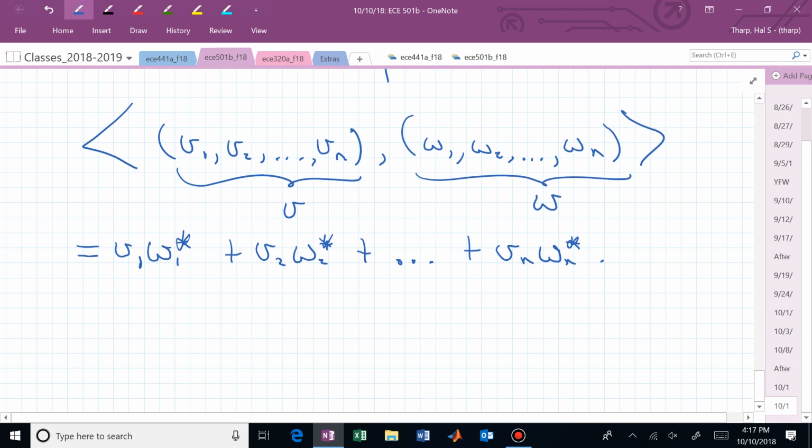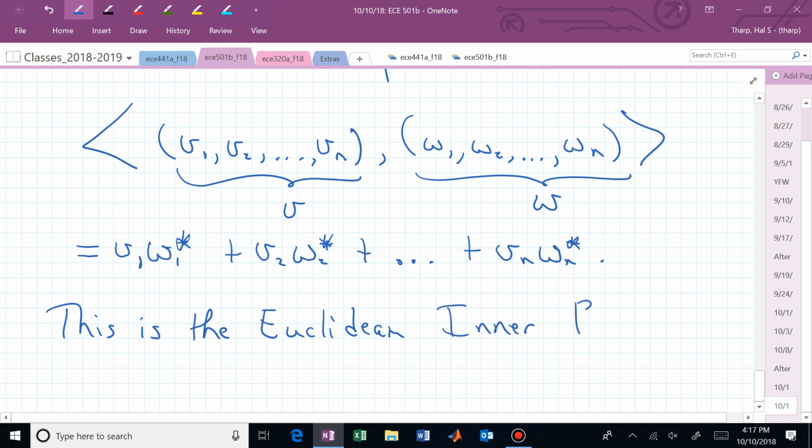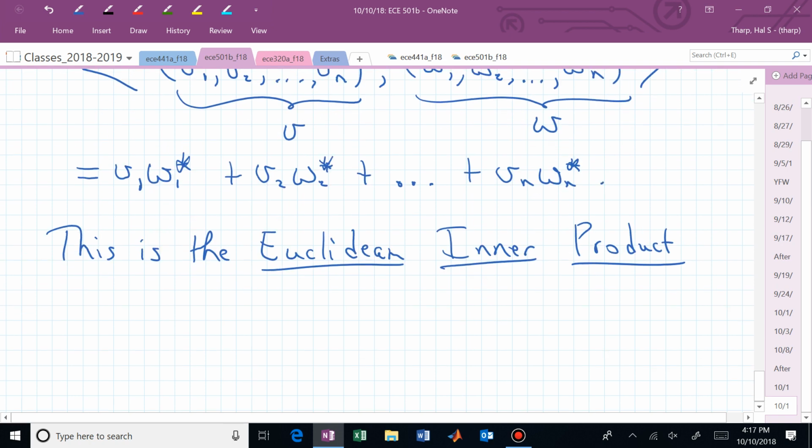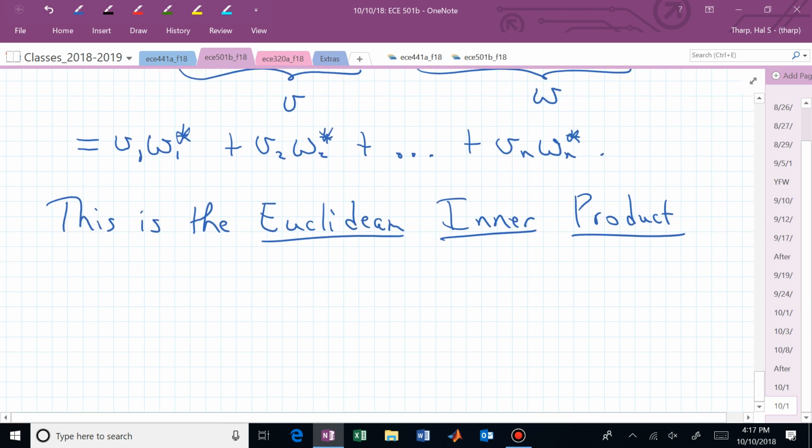And this is actually the Euclidean inner product, so that it looks like what you're used to thinking maybe in the real space with Euclidean distance, or the Euclidean inner product with the above rule.